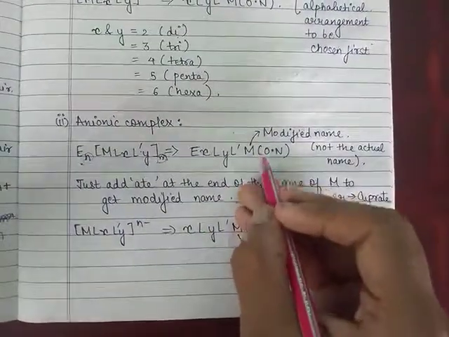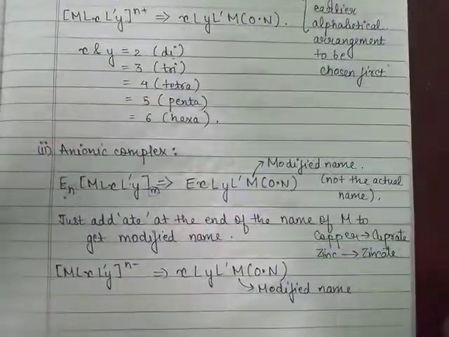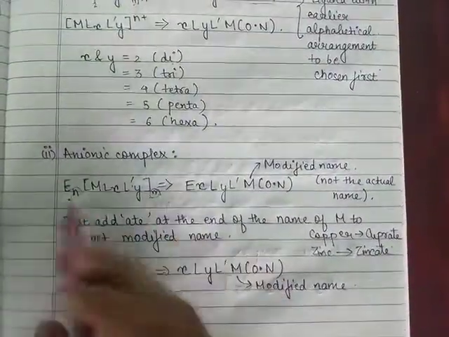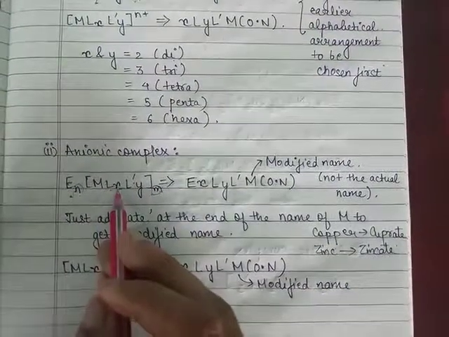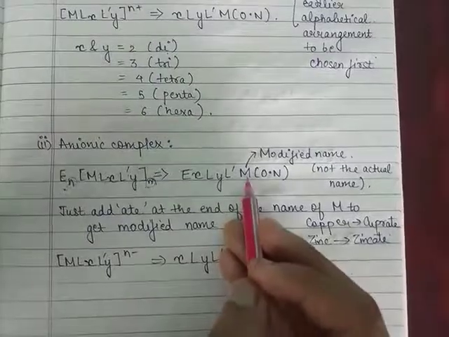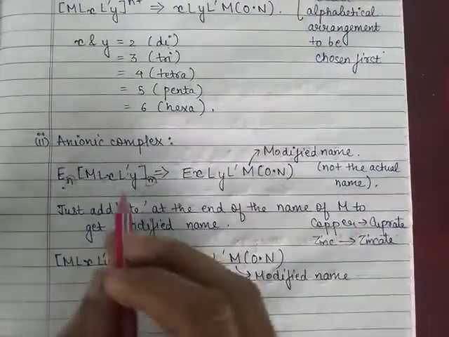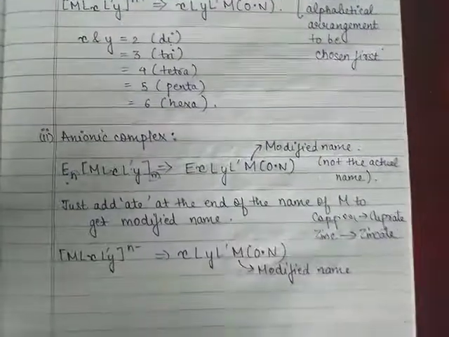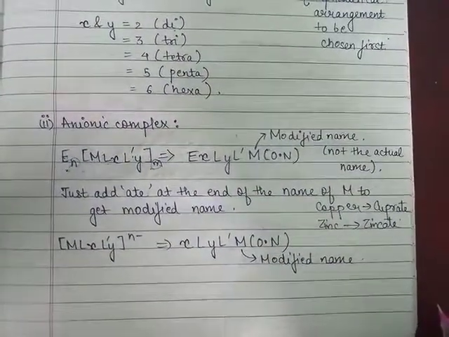And finally the oxidation number. That was simple. Nothing you have to do. You have to name this first, then the complex part, like we named earlier also, then the modified name of the metal atom, and finally the oxidation number you have to find of this M. Now oxidation number we already know how to find. It's very easy for us, right?